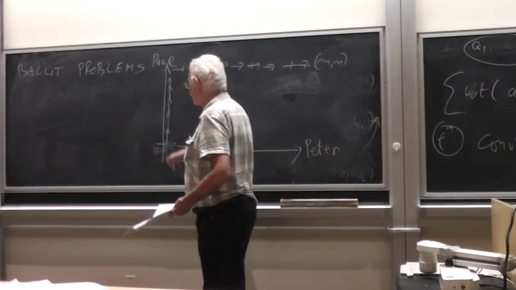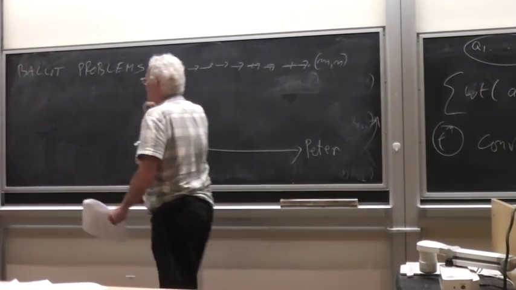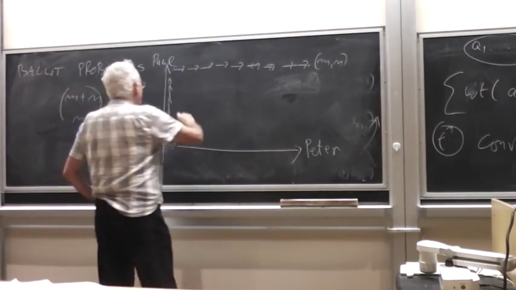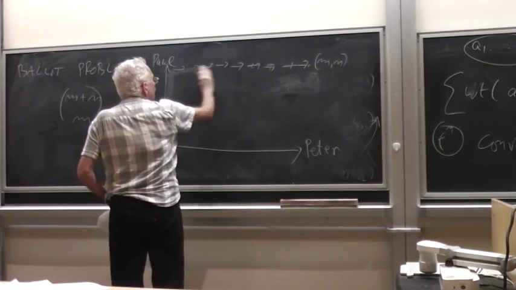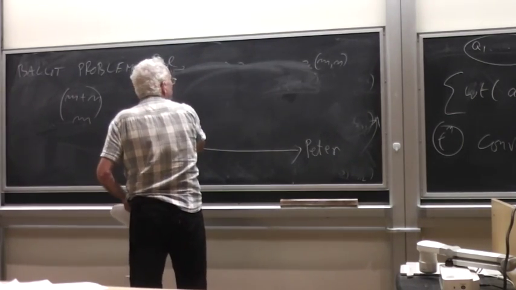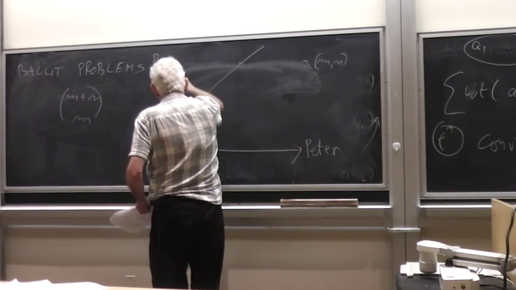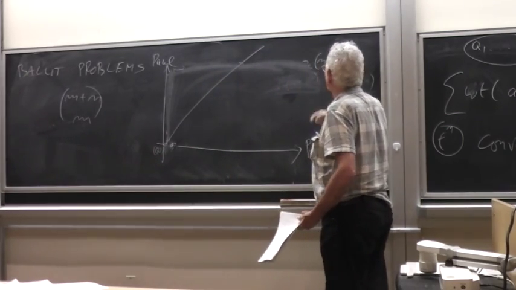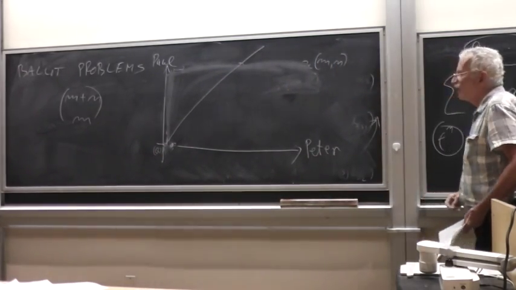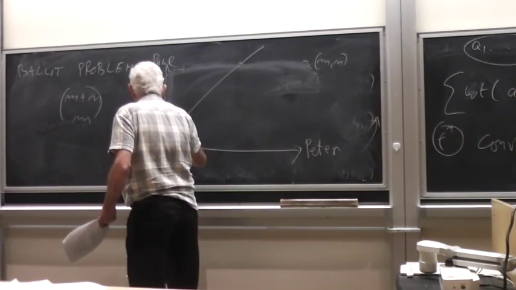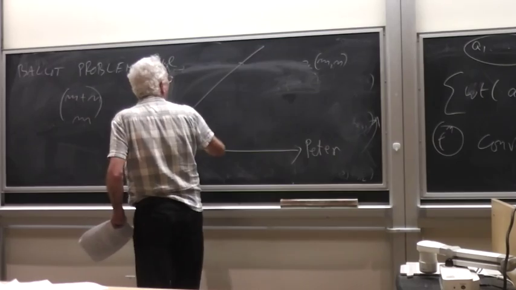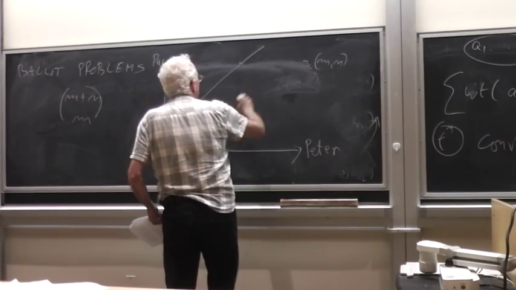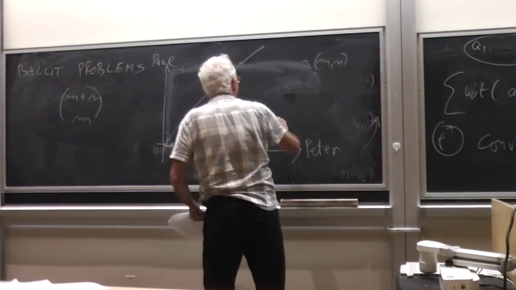Anyway, the total number of walks from 0, 0 to (m, n) is obviously (m plus n choose m). So there are two versions, the weak version and the strong version. Sometimes you're allowed to have ties, but in the original version, except for the very beginning, Peter was always ahead. So what is the probability that Peter was always ahead? So the first step must be this, and in general, (m plus n choose m). So how many walks never cross the diagonal?